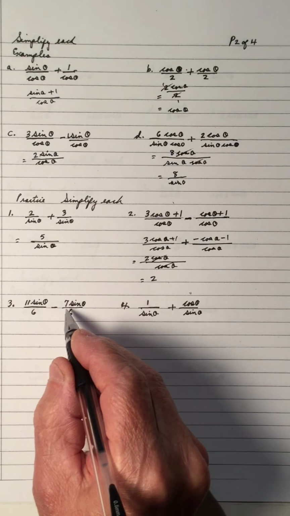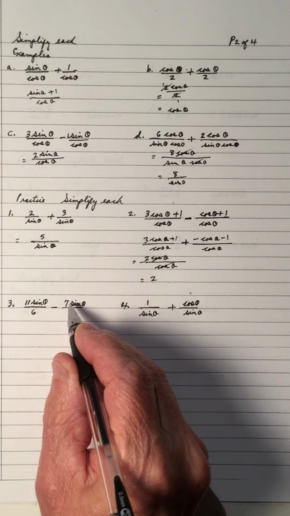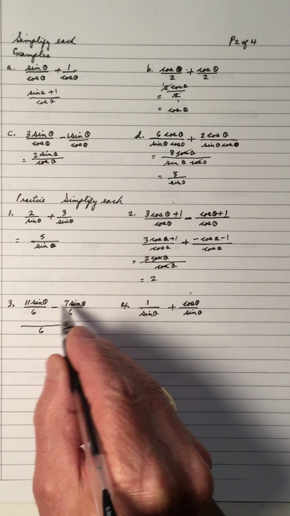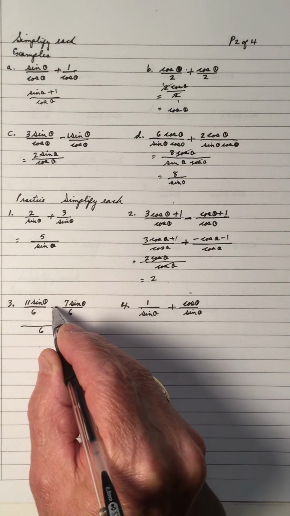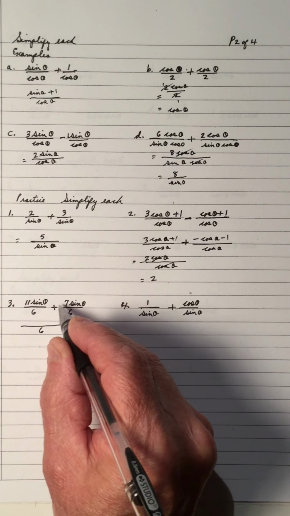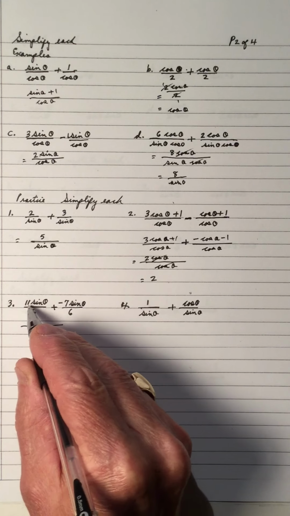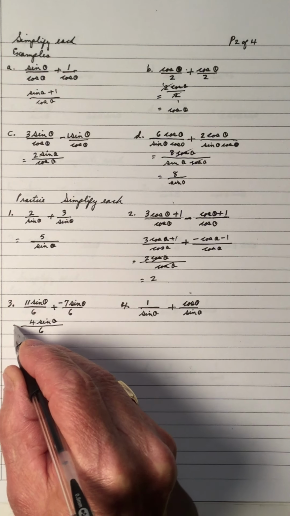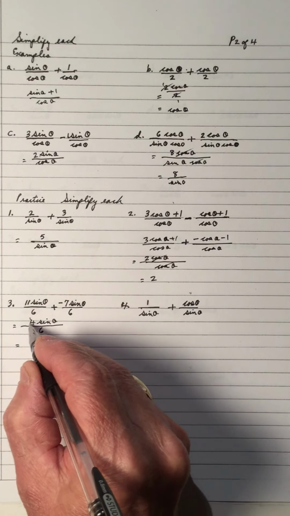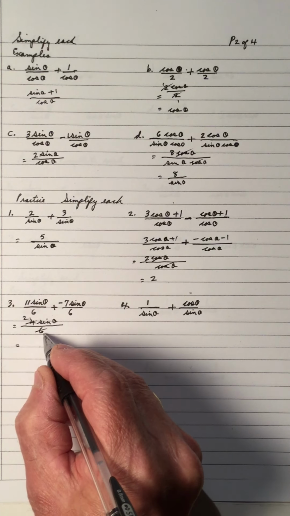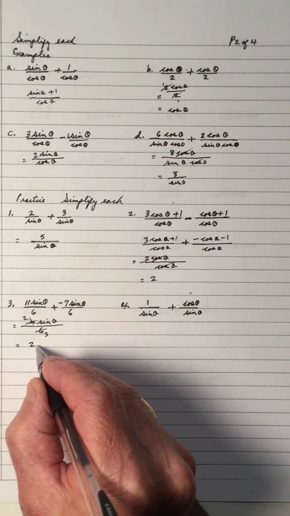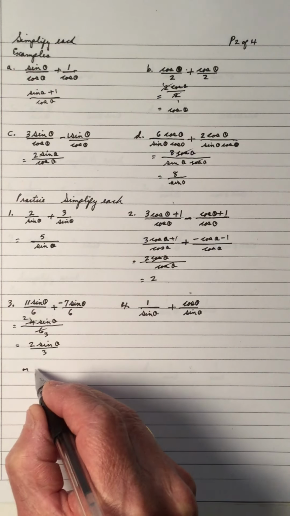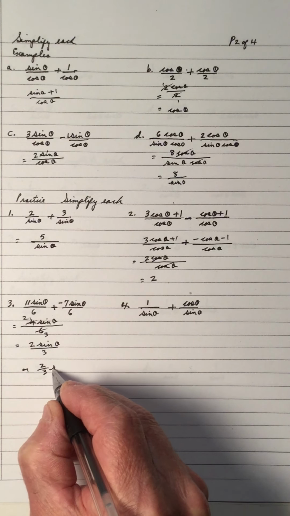Number 3, again, we're subtracting, so this is only a monomial here. So the common denominator is 6, so we write that down. They're the same terms, so 11 sine, and when we subtract, we add on the opposite, which is negative 7. So 11 subtract 7 is 4, so it's 4 sine theta. And we have a common factor of 2, so 4 divided by 2 is 2. 6 divided by 2 is 3. So we get 2 sine theta over 3. Or we could also have 2/3 sine theta.